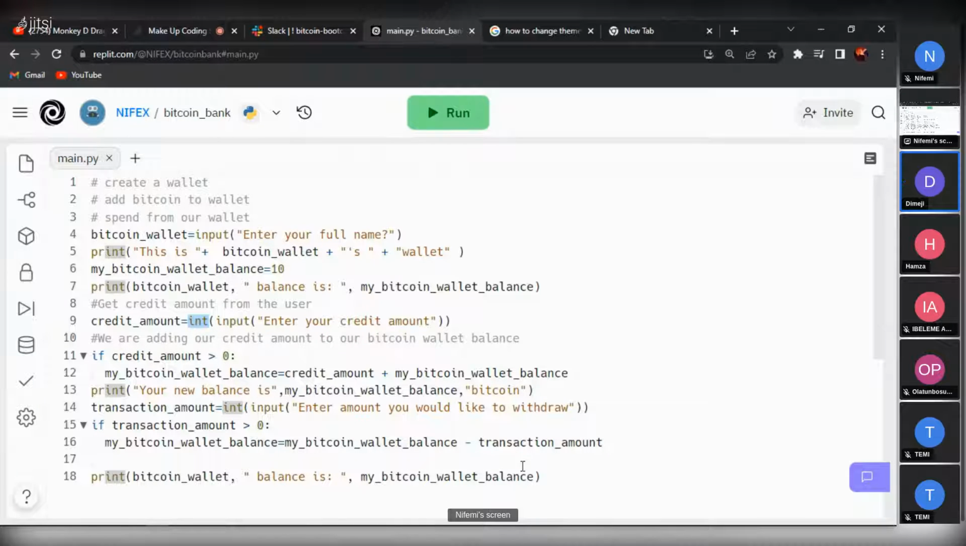Casting is like changing from one data type to what? To another data type. For example, we are trying to change from the string to what? To integer. Does that make sense? Yes, sir. That's what we are trying to do on line 9. Now, line 11.